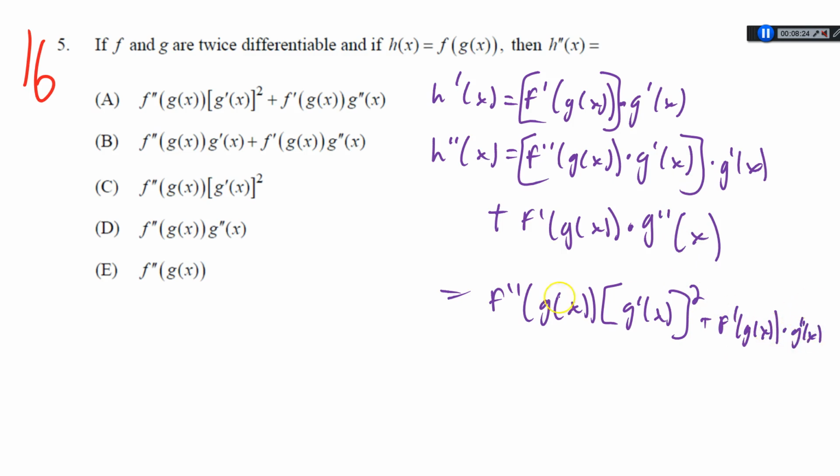I don't think we can factor anything else out. It looks like there's nothing else shared in common. So let's see if that's somewhere. We're looking for f double prime times g prime squared. We've got that here. Plus f prime of g of x, g double prime of x.